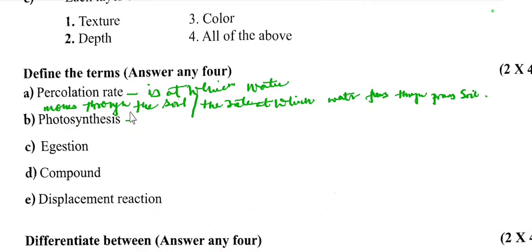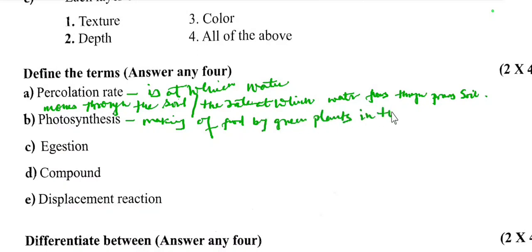Photosynthesis, that's very simple. It is the making of food by green plants in the presence of water, sunlight, and carbon dioxide. In the presence of, okay, green plant is already written, it means there is chlorophyll.